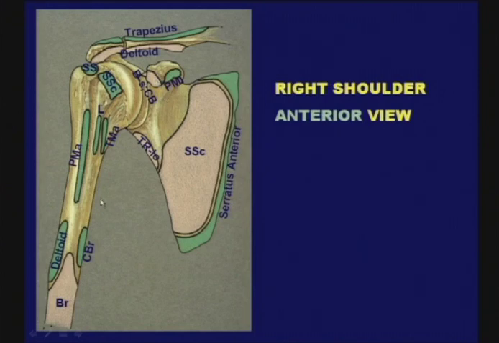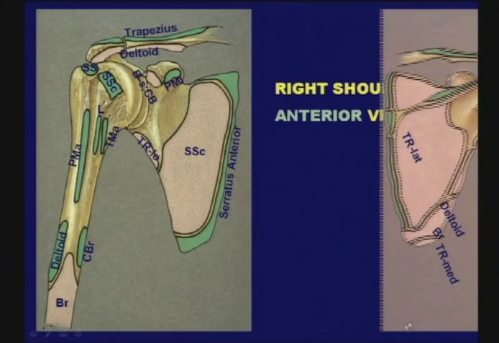There are, in fact, several muscles that attach along the anterior surface of the humerus. These are called the PLATE muscles: pectoralis major, latissimus dorsi, and teres major. And you can see their relationship to the bicipital groove. In the front, we can see the attachment of the supraspinatus tendon. The muscle we'll see better on the next view.